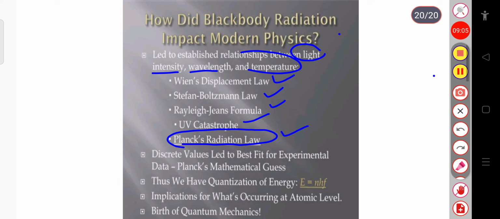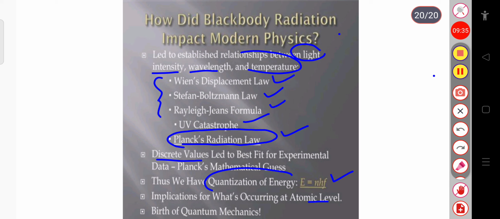The failure of Wien's, Stefan's and Rayleigh's laws led Planck to explain the discrete values which best fit the experimental result, and Planck also derived the quantization of energy, that is E equals n h nu. So the implication for what occurs at the atomic level became possible. Ultimately, it led to the birth of quantum mechanics.